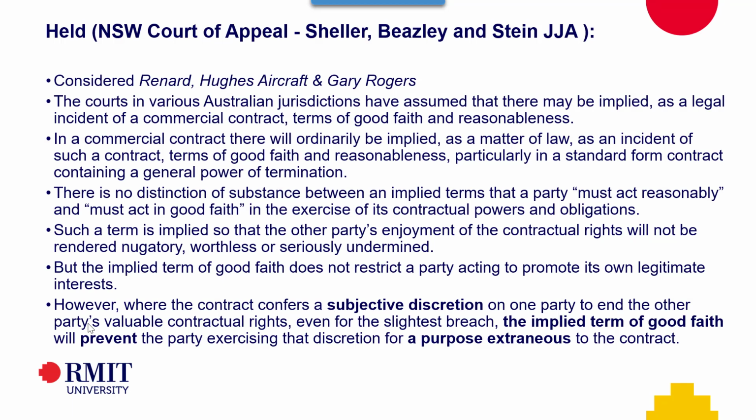But where the contract confers a subjective discretion on one party to end the other party's valuable contractual rights, even for the slightest breach, an implied term of good faith will prevent the party exercising that discretion for a purpose extraneous to the contract. Now, another way of saying this would be that where one party has a right that, if exercised, could have such a fundamental impact on the other party's rights, then that right will be read very strictly. So exercising that right for third-party reasons won't be allowed. You can only exercise it exactly as set out in the contract.